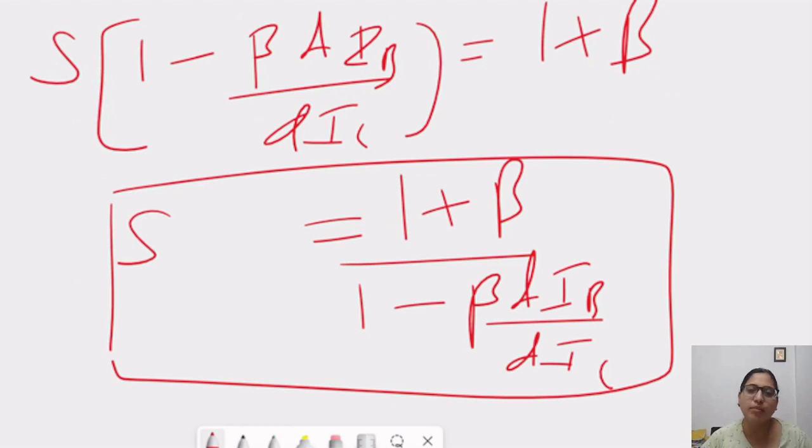In this class, we have completed our discussion on stability and bias stabilization. In the next class, we will study biasing of transistor circuits.